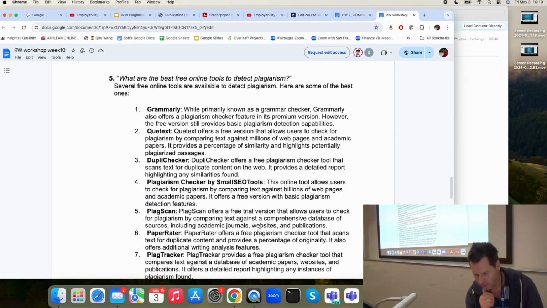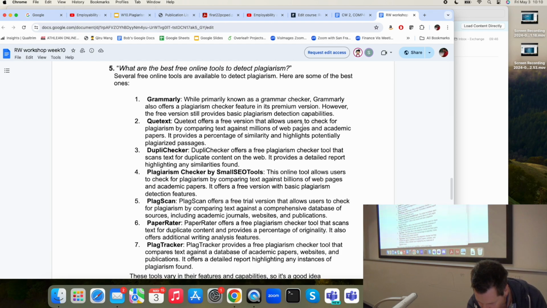What are the best free online tools to detect plagiarism? Okay, Grammarly. Oh, I didn't know that. Okay, in its premium version. Is this true? Has anybody tried Grammarly for plagiarism? Yeah? Okay, that's good. Qtext. That's not free. Qtext is not free. Grammarly says it has a free version. I don't know, I haven't tested it.